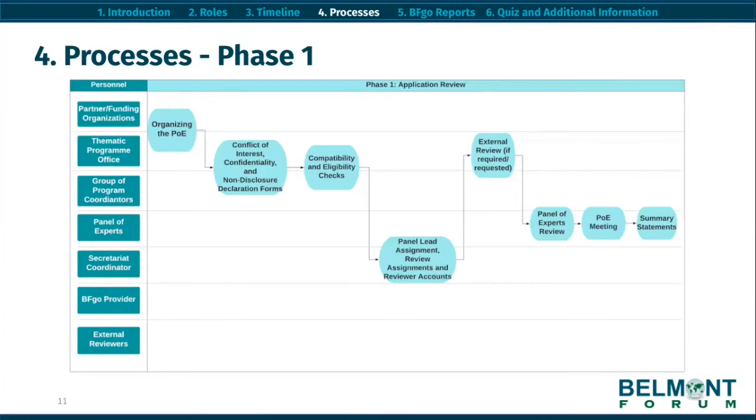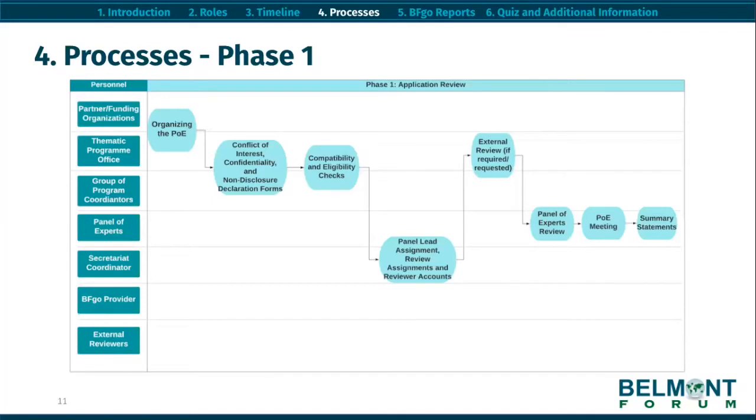Each GPC member conducts an eligibility check of applications requesting funds from their own organization. The TPO checks that all applications fulfill Belmont Forum requirements. For the external review, proposals are assessed against 5 sets of criteria. Not every CRA has an external review. During the panel of experts review, the panel of experts evaluates applications based on their expertise and with the help of the external reviews.